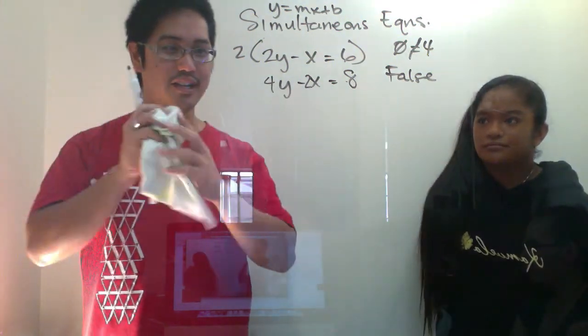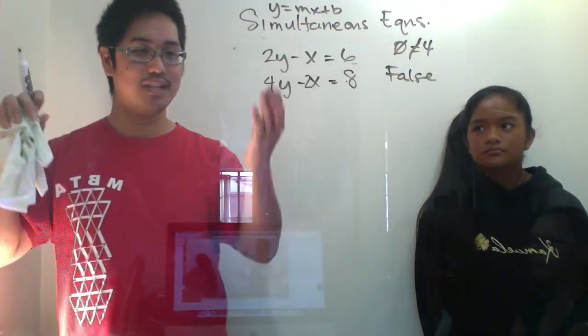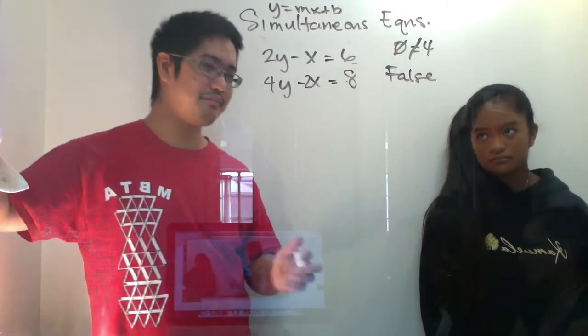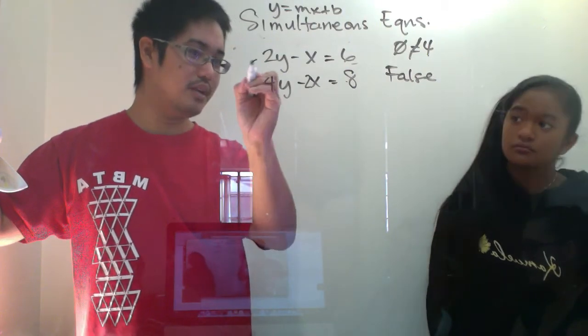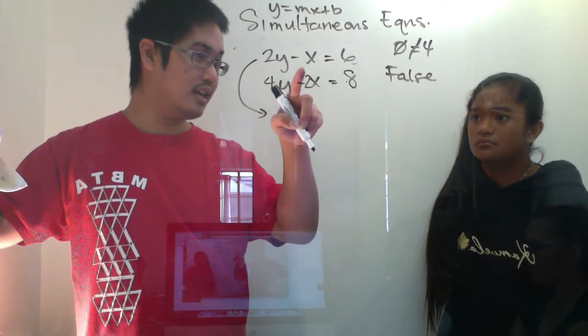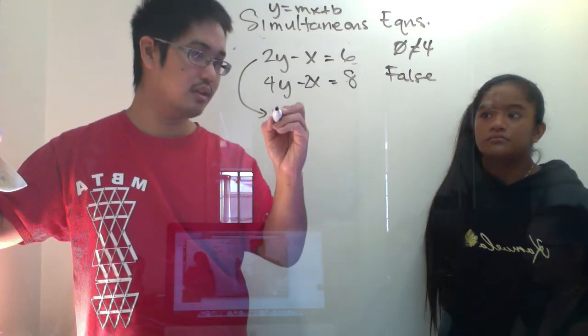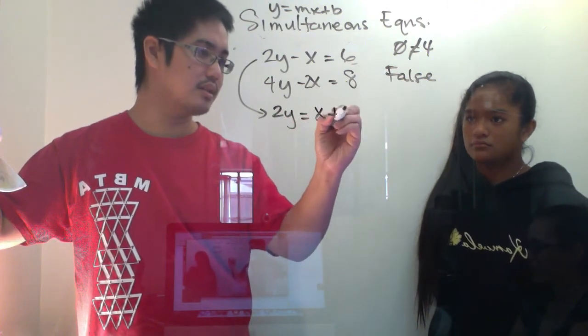Let me show you why. Okay? You'll like it. Here's my two equations. Alright? I'm going to get y all by itself. Can you make this equation so y is all by itself? I'm going to take that x and put it over to the other side. Okay, so I have 2y equals x plus 6. You cool with that?